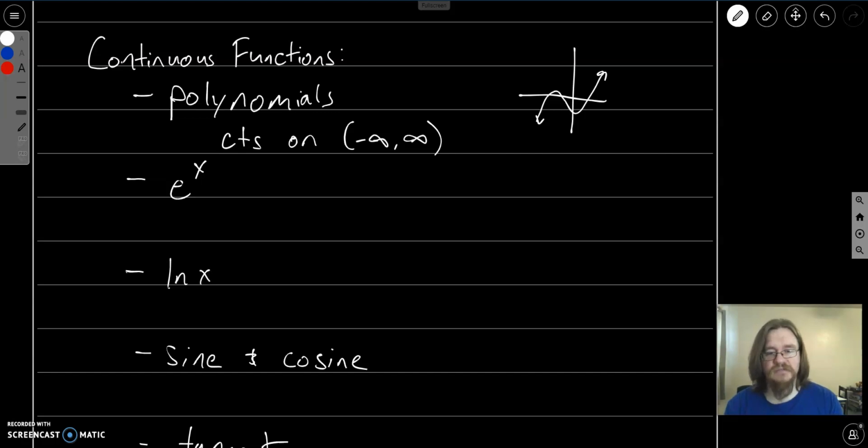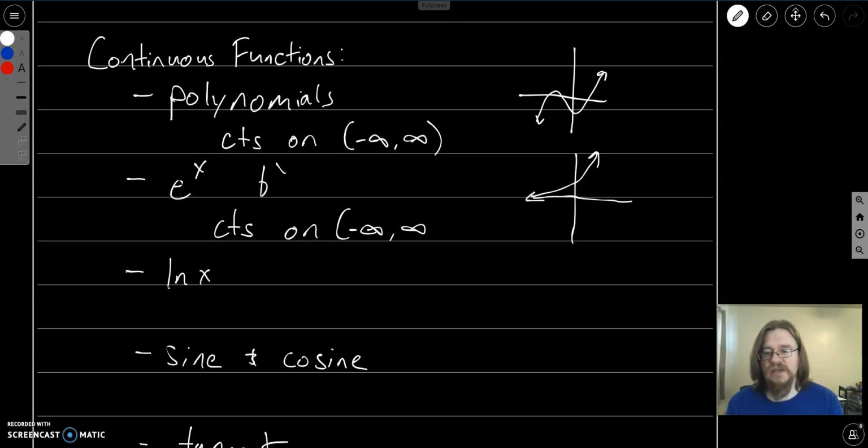e to the x looks something like this. Oops, it should be exponential growth, so it should come up a lot faster. It's just a very nice, smooth, curved line, and it just starts going up and up and up. There's no discontinuity in here. There's no number that I can't take e and raise it to that number. So this is also going to be continuous on -infinity to infinity.